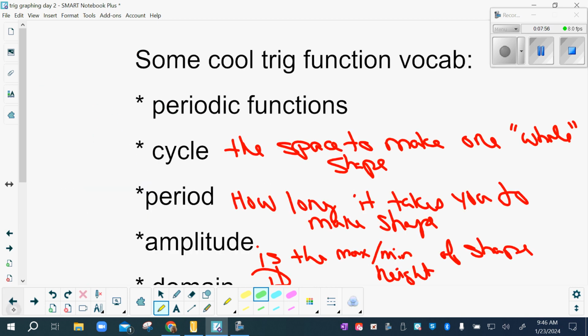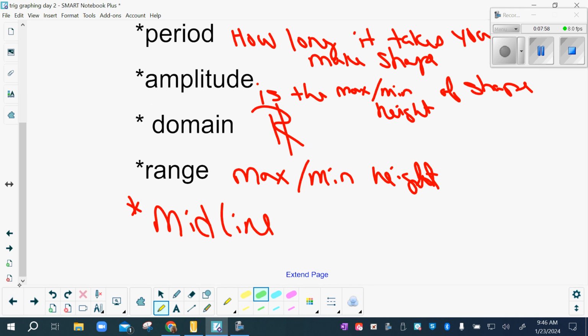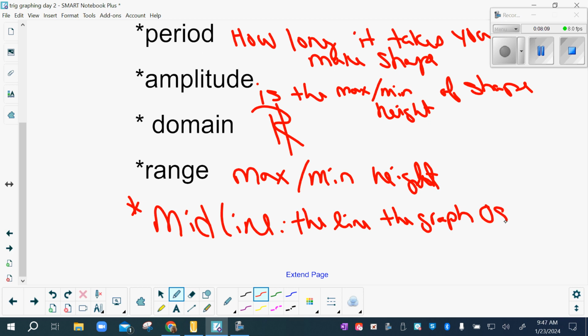So here's our definition. It is the line the graph oscillates across. I'm going to spell this word right. I'm so proud. I looked it up. Oscillates, 2 L's, across, right? Now, where the heck do I find that midline?